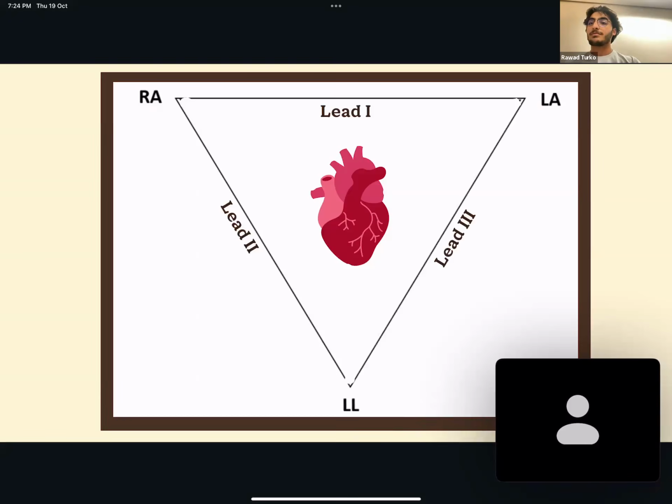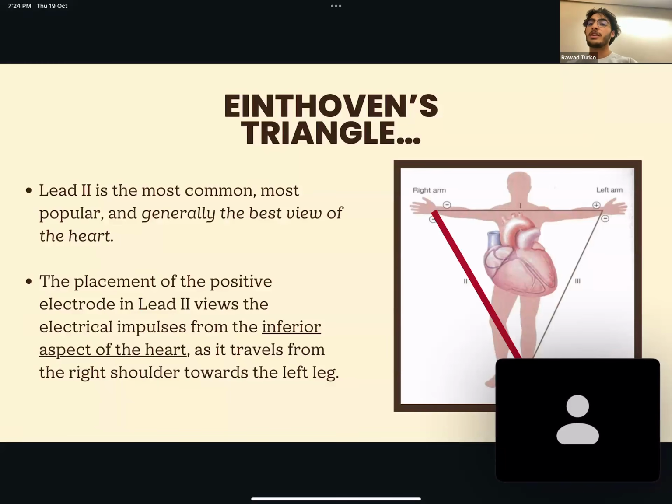The main thing that we need to remember, the main difference between Einthoven's triangle and the next 3 leads I'm going to talk about, is the number of electrodes that we're using. In Einthoven's triangle, we call them limb leads, but we also call them bipolar leads, because we're using 2 poles or 2 electrodes: one positive and one negative.